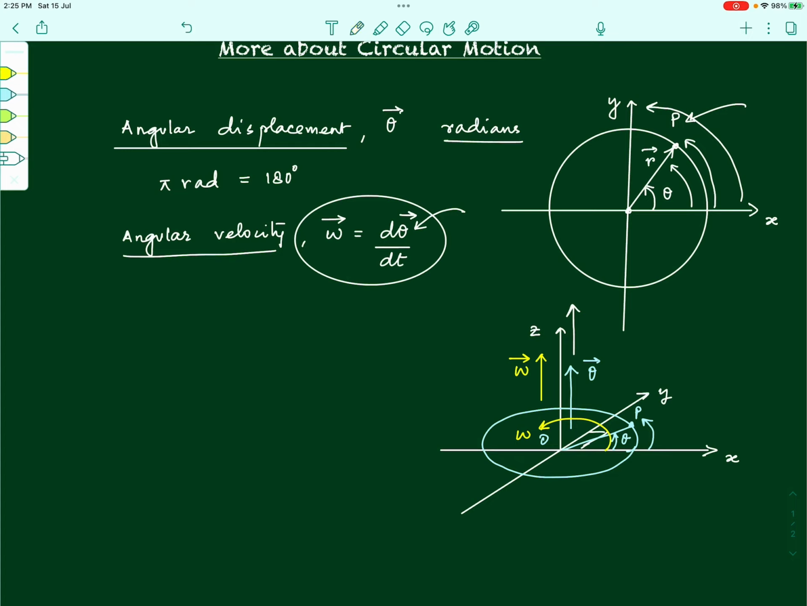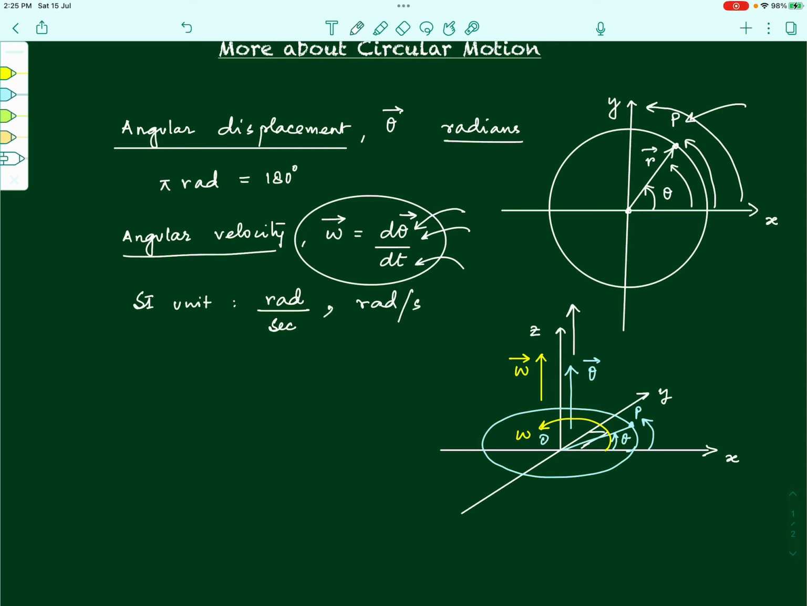What will be the SI unit of angular velocity? Since it is the change in angle divided by the time taken in bringing that change, the SI unit will be radians per second. Generally we write it as radians per second like this. This is the SI unit.